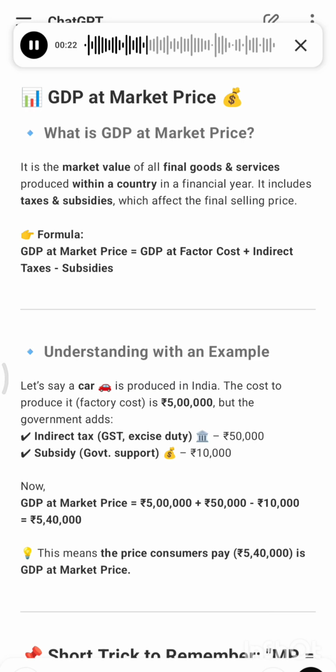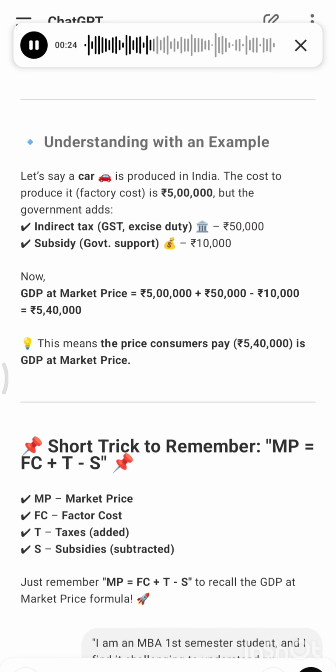Understanding with an example. Let's say a car is produced in India. The cost to produce it, the factory cost, is $5,000, but the government adds indirect tax, GST and excise duty, and gives a subsidy, government support. Now, GDP at market price is the factory cost plus indirect tax minus subsidy. This means the price consumers pay is GDP at market price.